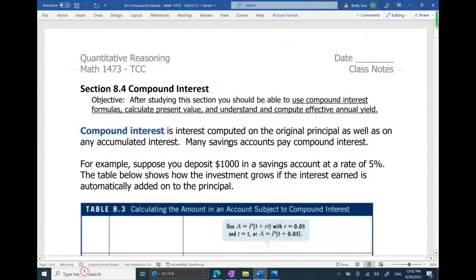Let's look at the formal definition for compound interest. Compound interest is interest computed on the original principal as well as on any accumulated interest. Many savings accounts pay compound interest. When you take a loan, those loans charge you simple interest. But for many savings accounts, for example, individual retirement account, IRA, or HSA, health savings account, which we mentioned in the previous section when we talked about personal income tax, those savings accounts pay compound interest, right?